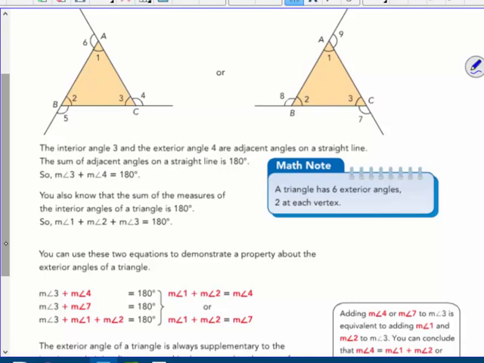The interior angle 3 and the exterior angle 4 are adjacent angles, and they're on a straight line. So I know that they are also supplementary. You know that the sum of the measures of the interior angles of a triangle is 180. So angles 1, 2, and 3 have to add up to 180.